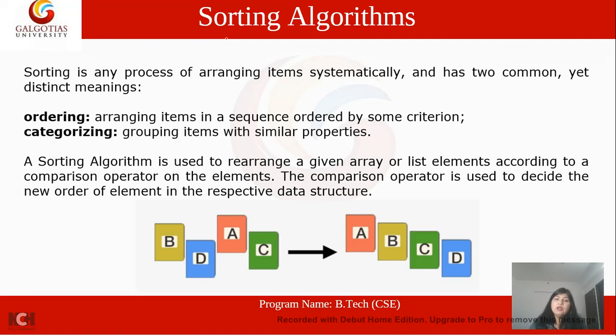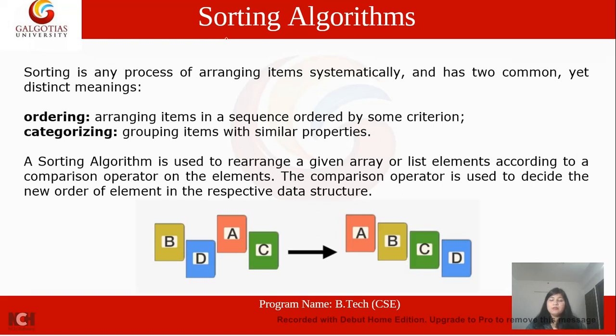For example, ordering is when we say arrange something in alphabetic order, reverse alphabetic order, or by sequence number, whereas categorizing is something like group people wearing black colored dresses, group people wearing yellow colored dresses. So this is categorizing, or grouping with similar properties.